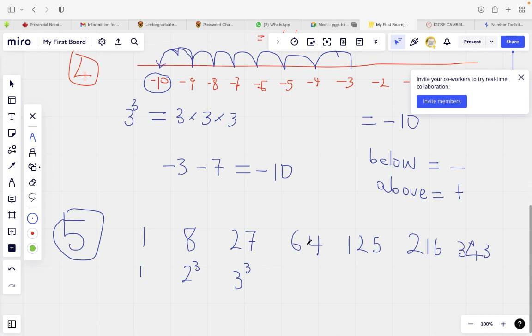So all these numbers are called what? This is 4 to the power of 3. 4 times 4 is 16, 16 times 4 gives you 64. This is 5 to the power of 3. So all these ones are called cube numbers.